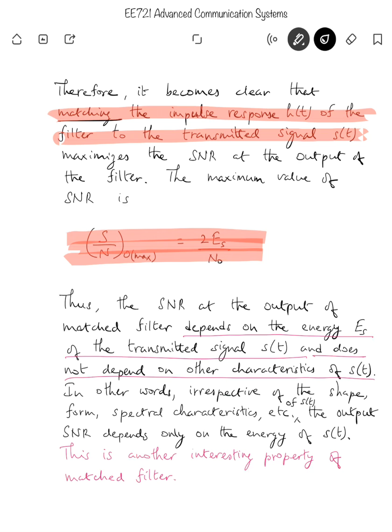Okay, I'll stop here for now, and in the next lecture we will discuss the matched filter in the frequency domain. So we look at some properties of the matched filter in the frequency domain, or in the spectral domain, and we will come to the same conclusions, but we will analyze it in the frequency domain.